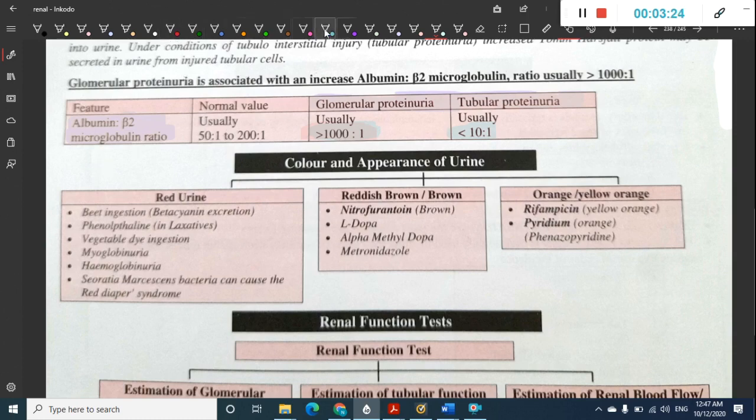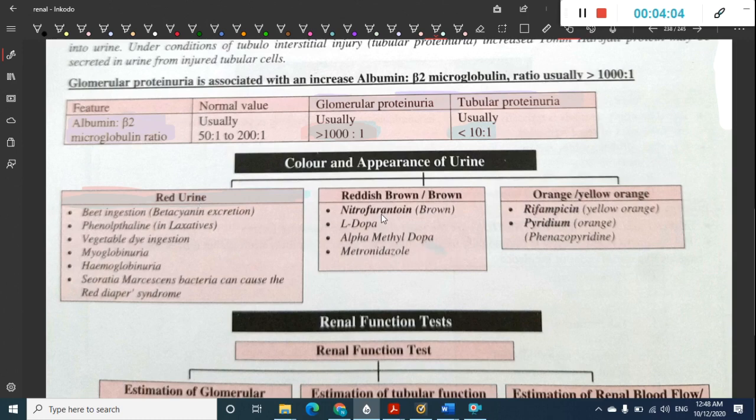Next important thing is the color and appearance of urine. This is very important. Red colored urine is seen in beetroot ingestion or beta cyanine excretion, phenolphthalein in laxatives, vegetable dye ingestion, myoglobinuria, hemoglobinuria, and Serratia marcescens bacteria can cause red diaper syndrome.